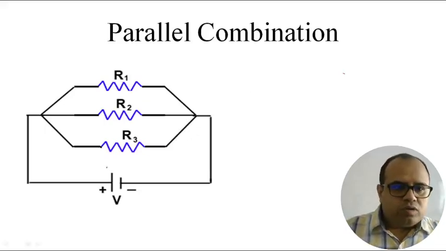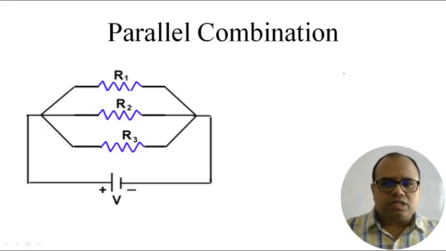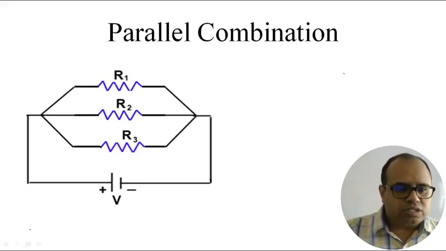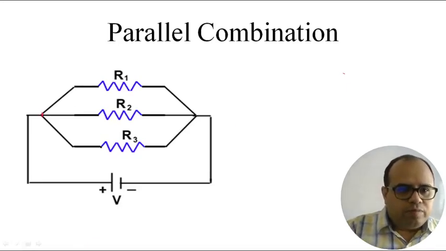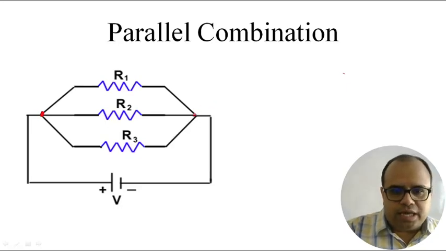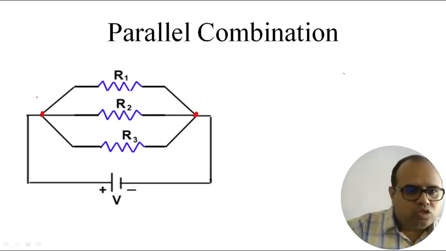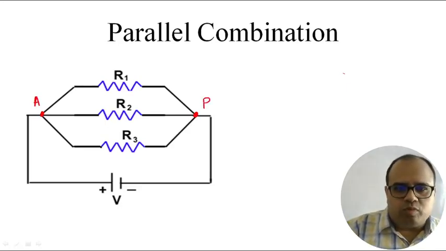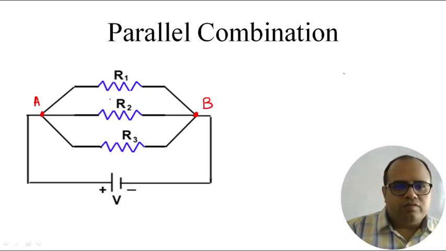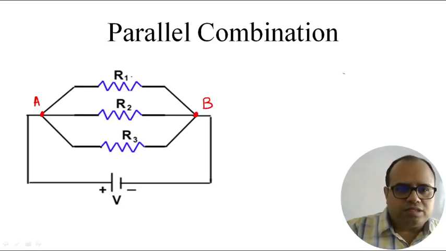Okay, friends, now let us continue this discussion of combination of resistors, and in this, let's talk about the parallel combination of resistors. Now, try to understand this. Here, let us take these 2 points A and B. Between these 2 points A and B, we have three resistors R1, R2 and R3 connected.